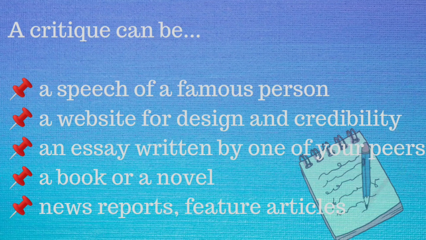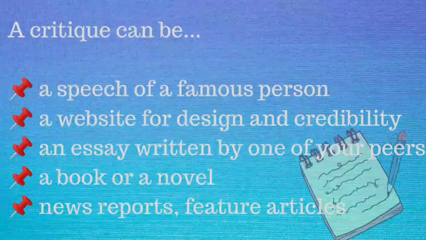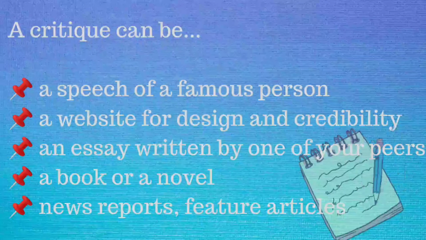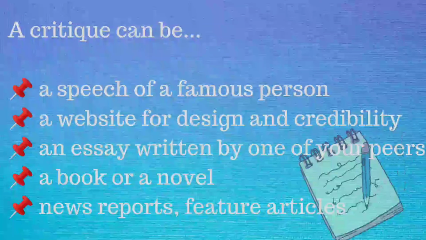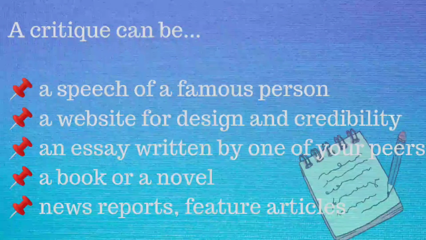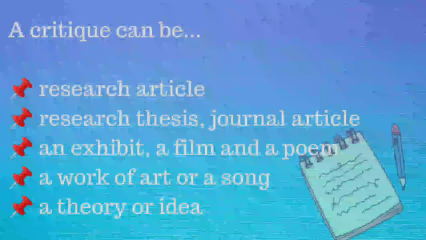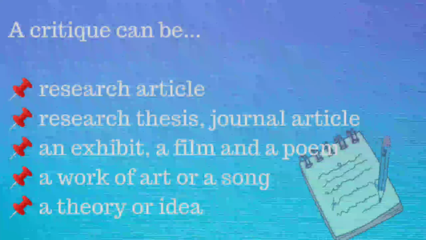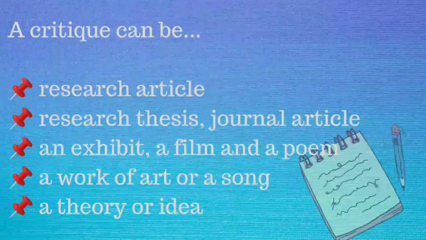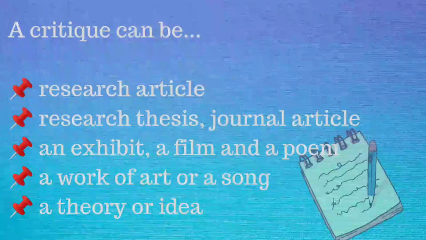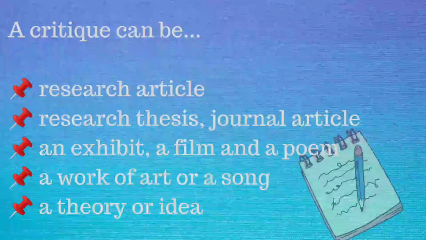A critic can be about anything. Consider the following examples: a speech of a famous person, a website for design and credibility, an essay written by one of your peers, a book or a novel, news reports, feature articles, a research article, research thesis or journal article, an exhibit, a film and a poem, a work of art or a song, a theory or idea.